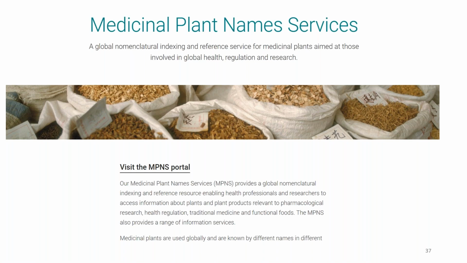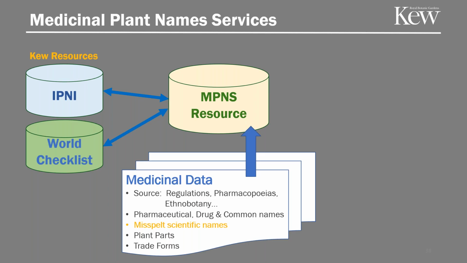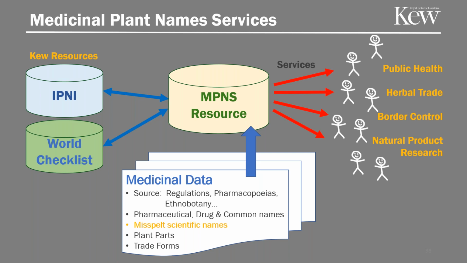So that's what we try and do. We are trying to solve these problems and serve different communities. We take the information from Kew's core resources. We don't want to duplicate all that work, and we add to it medicinal data. So the drug and the common names, who's regulating these plants, misspelled versions of the scientific names as they appear in the legislation seem to us to be important to help people find it regardless, plant parts, trade forms. And then we deliver this information through different services to a wide range of audiences.